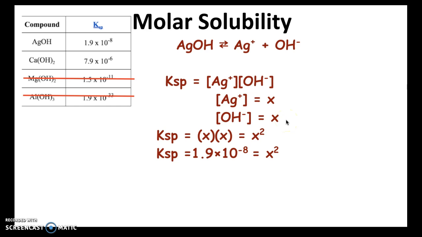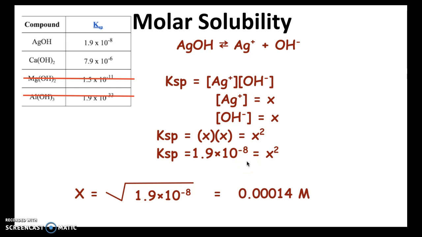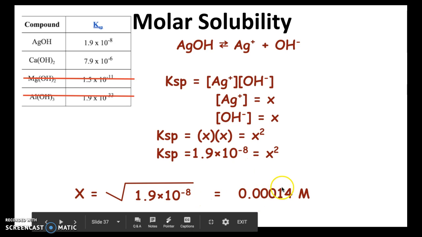All right, good. Okay, so now what we're going to do is solve for X, because if we can solve for X, we can get our concentration of OH minus. Here, the concentration of OH minus is equal to X, so once we have X, we have the concentration of OH minus. All right, so to solve, we would take the square root of both sides. That means that X is equal to the square root of 1.9 times 10 to the minus 8, and that means the concentration of X is 0.00014 molar. So basically 1.4 times 10 to the minus 4 molar.